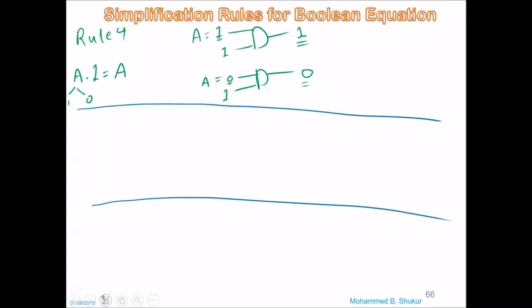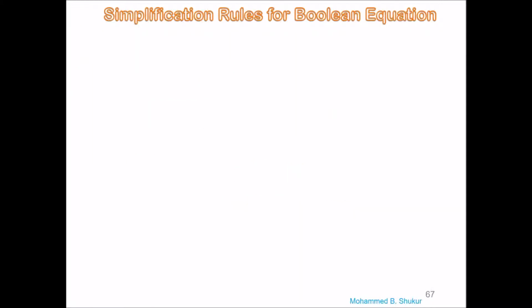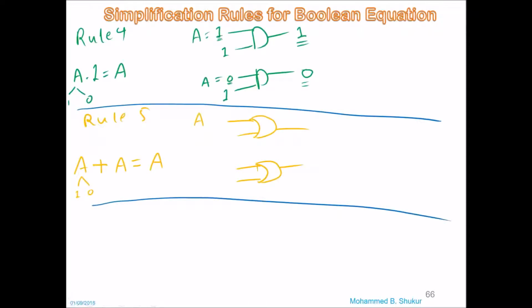The next case, rule number 5, A or A equal to A. So in this case we have an OR gate, and A may be 1 or 0. So I have to use an OR gate and also I have two inputs. The first input is A. The second input is A.